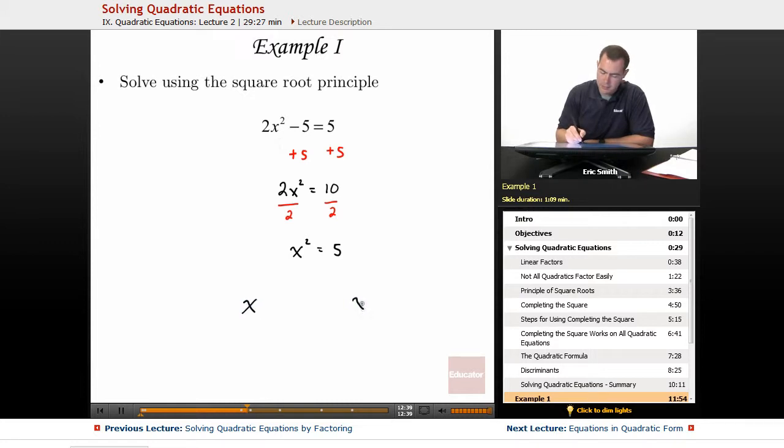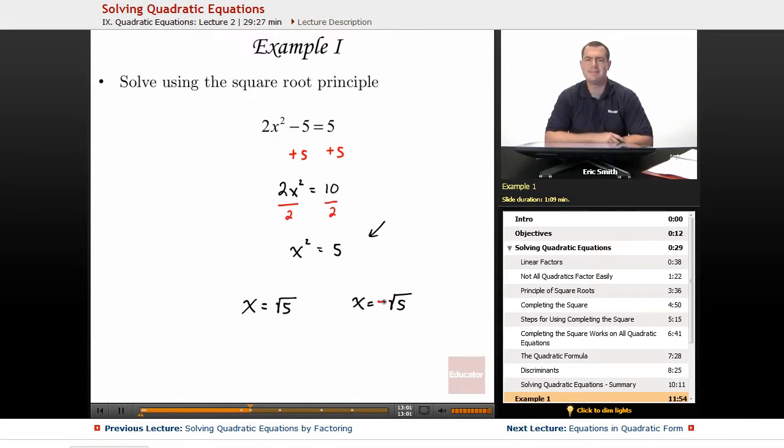This is where that property comes into play, because I have x squared equals a number. So I'll either have x equals the square root of 5, or x equals the negative square root of 5. So again, just solve for this one directly.